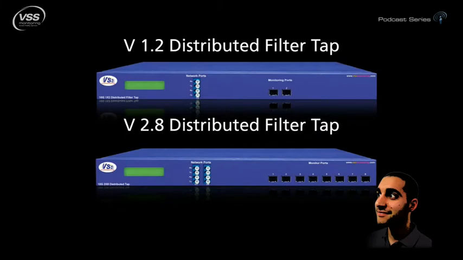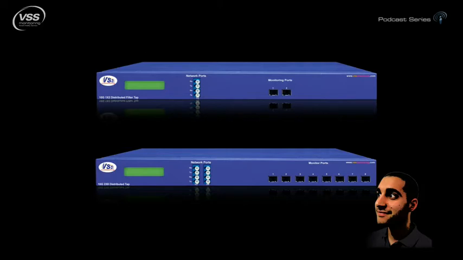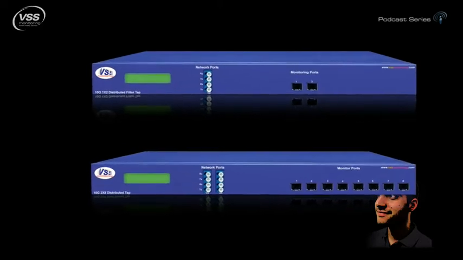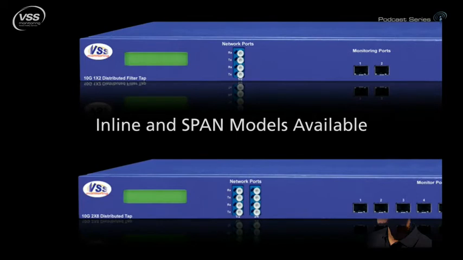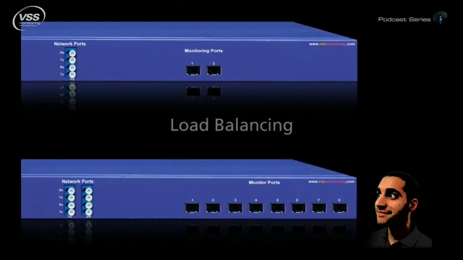So last week we announced the 10G distributed taps. Can you tell me a little bit more about it? Sure. So the two products you're referring to are the 2x8 and the 1x2 10 gig distributed filter taps. Now, both these products are in the 10G family, and they're very, very flexible in their deployment. They can be deployed both inline and span, and they offer load balancing.